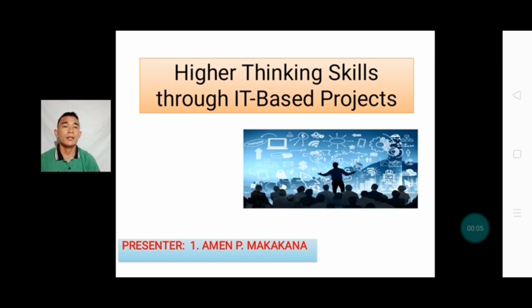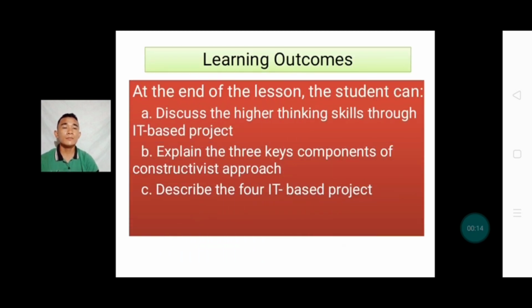This time, I am going to discuss higher thinking skills through IT-based projects. Learning outcomes. At the end of the lesson, the student can discuss the higher thinking skills through IT-based projects, explain the three case components of constructivist approach, and last, describe the four IT-based projects.